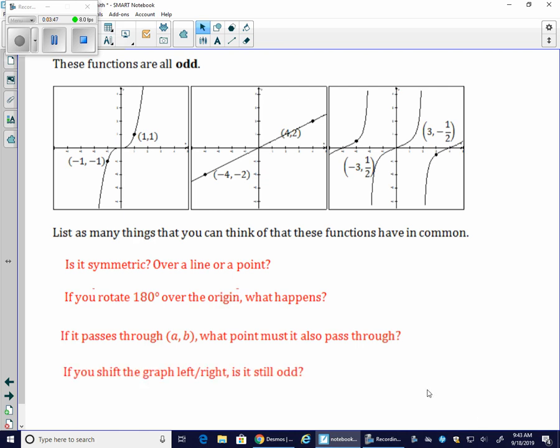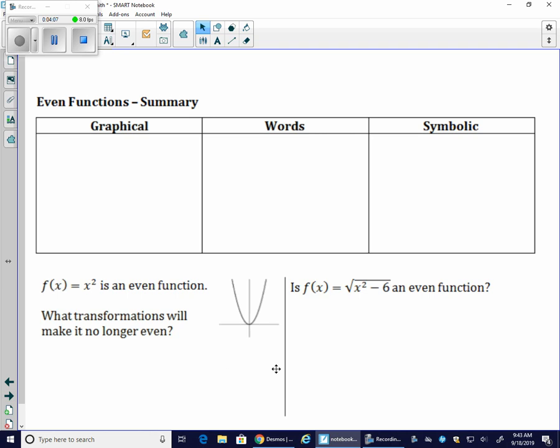If you shift the graph left and right, is it still odd? Or if you shift the graph up and down, is it still odd? These are things I want you to reflect on before moving forward. Give your brain time to simmer on these questions and these ideas. So moving forward, we are going to summarize what we're seeing graphically.